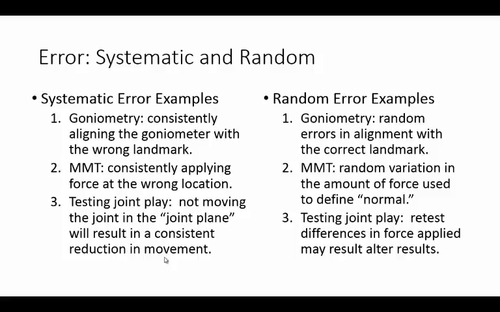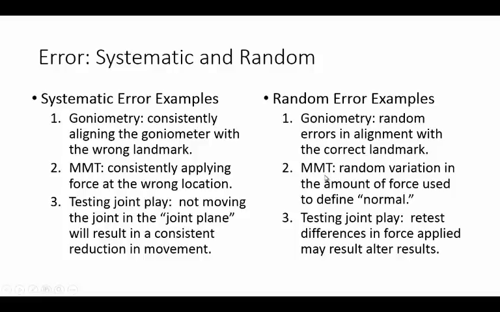Random errors, on the other hand, happen when we do things randomly. For example, let's stick to the goniometric measurement of the knee. If I'm always missing the landmark, but one time I'm missing it by 1 centimeter, one time I'm missing it by half a centimeter, one time it is behind the lateral epicondyle, another time it is in front of the lateral epicondyle, then I am creating a random error every time I'm measuring knee range of motion.